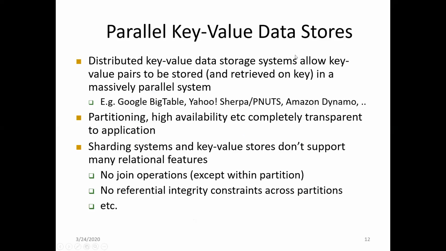So there was another system which came into the picture, called the parallel key value data store. Here the key values are distributed amongst various nodes, and the key value pairs are stored, right? For example, your student ID is a key, and the value associated is the student name, right? Likewise, a massively parallel system came. Examples were Google Bigtable, Yahoo PNUTS, and Amazon's Dynamo, where there was partitioning, high availability, and complete transparency. Sharding was possible with these, but they did not support certain relational features like join operations.